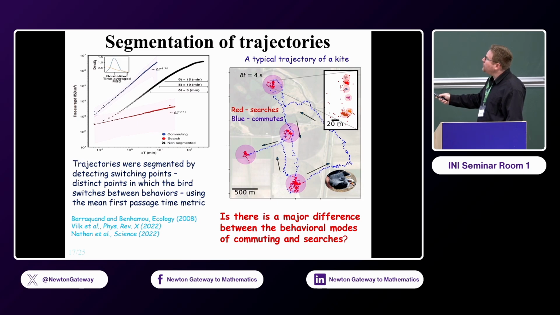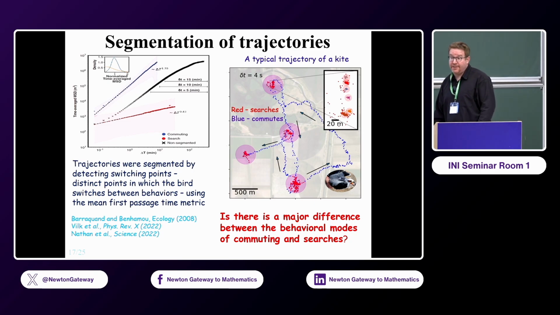The search ground radii are around 200 meters. Of course, we checked that the results are convergent when taking other radii. So this is how a typical daily trajectory looks. We wanted to understand what the differences are between the commuting and the searches.